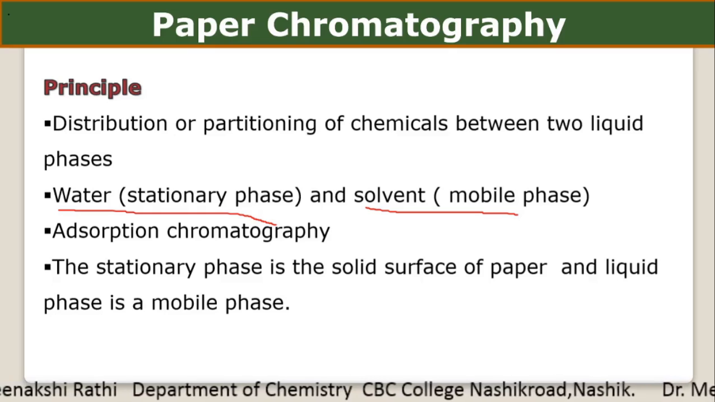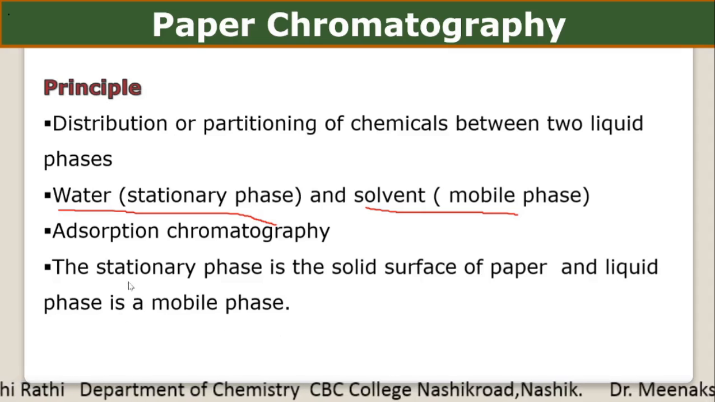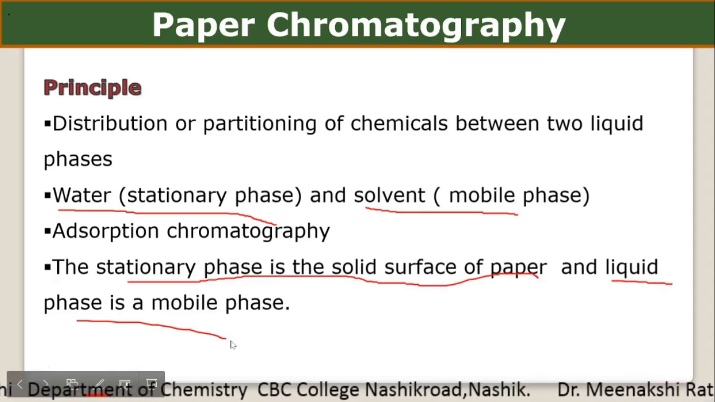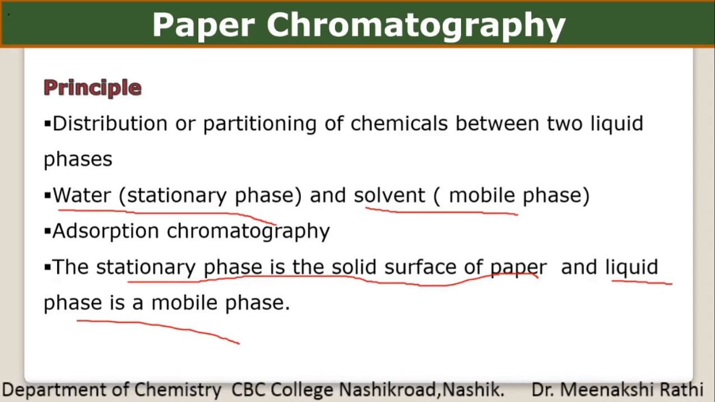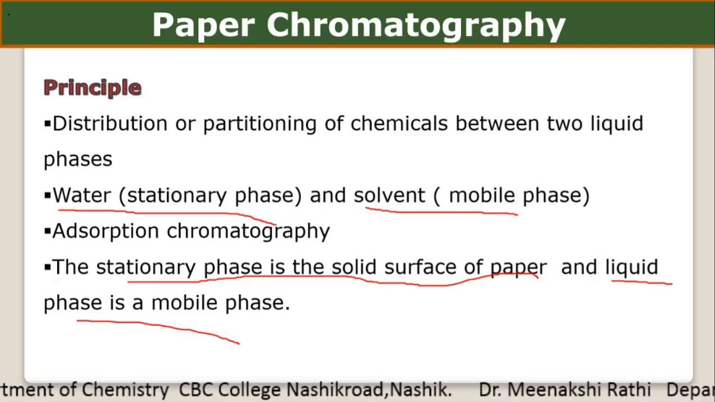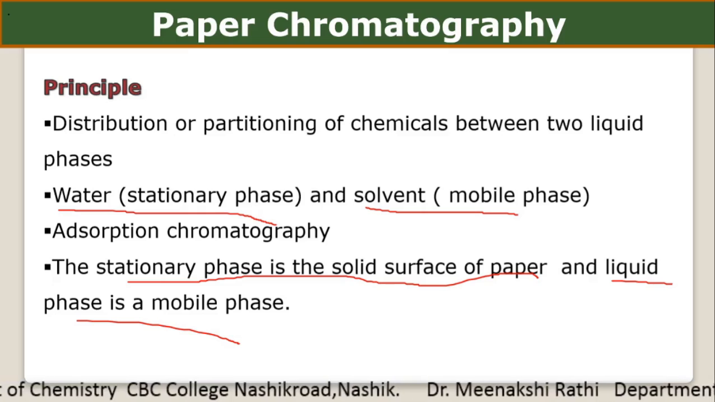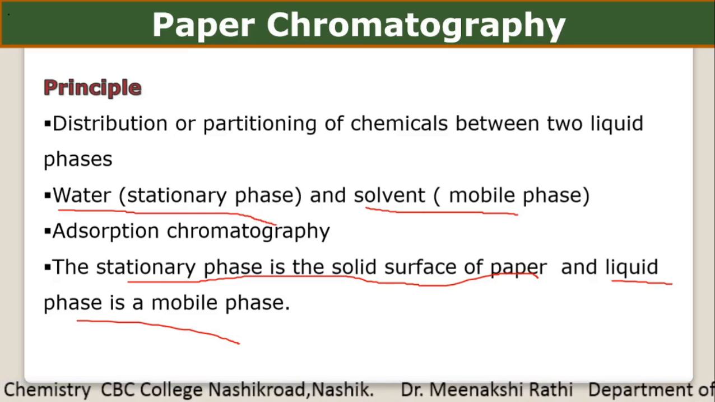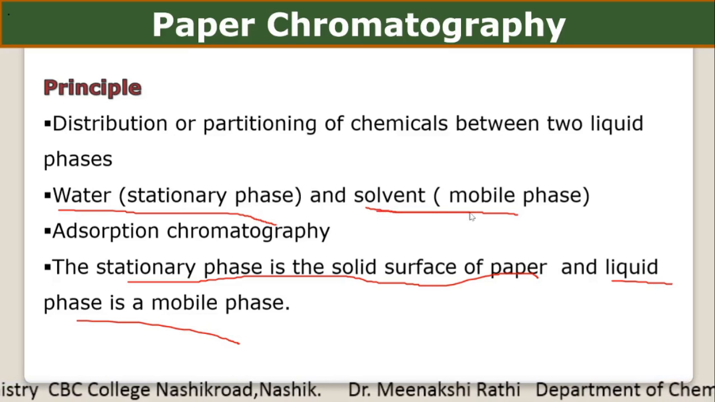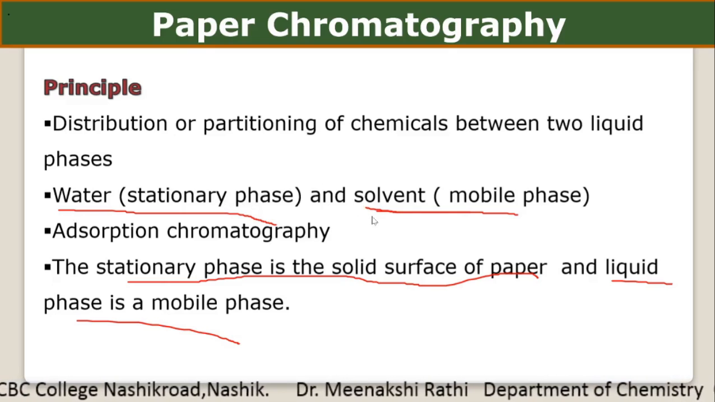Because in paper chromatography, the paper, which is a solid, can also be used as a stationary phase, and there is a mobile liquid. So it is adsorption chromatography, but at the same time, it is believed that not only the paper acts as a stationary phase, but the water which is held in the pores of the paper acts as a stationary phase, and there is a mobile solvent. So it is the partition between two liquids.